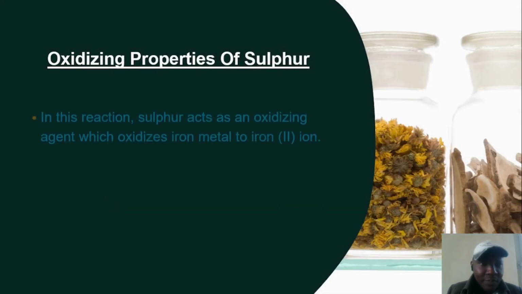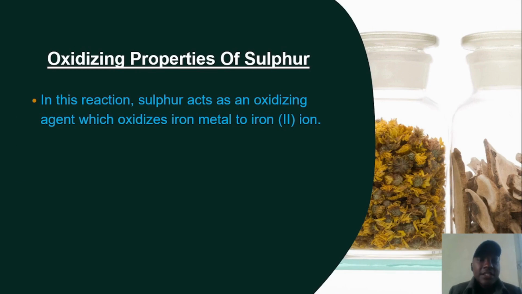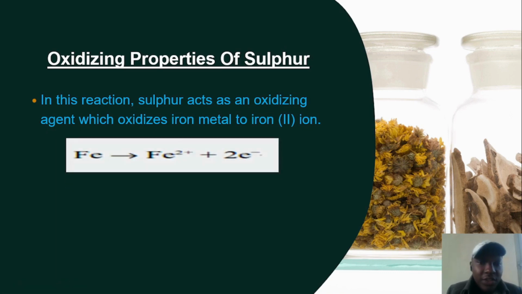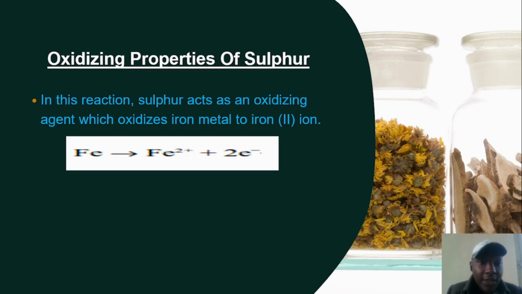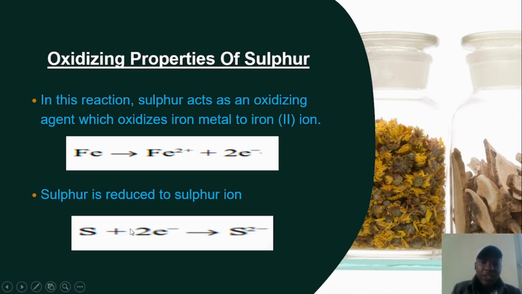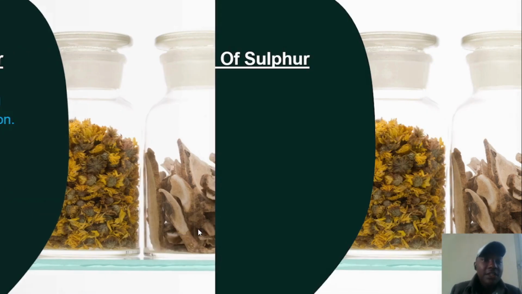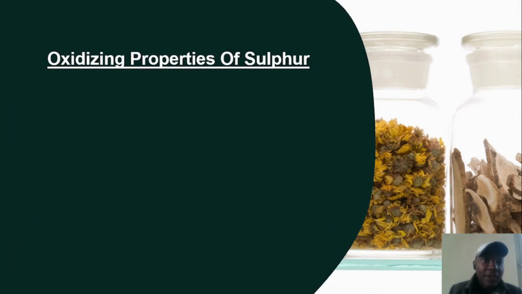Moving on. In this reaction, we can see that sulfur acts as the oxidizing agent. It oxidizes the iron metal to form the iron(II) ion, as you can see here. The sulfur is reduced to sulfide ions, as you can see. So in that way, sulfur is used as the oxidizing agent.